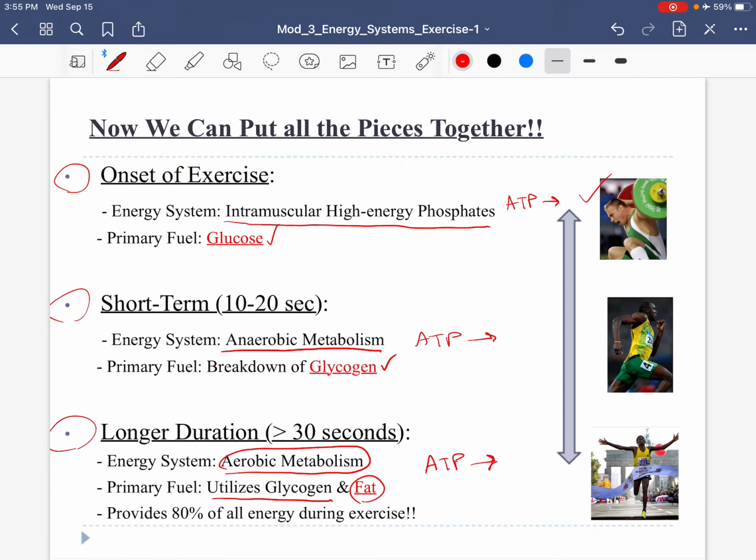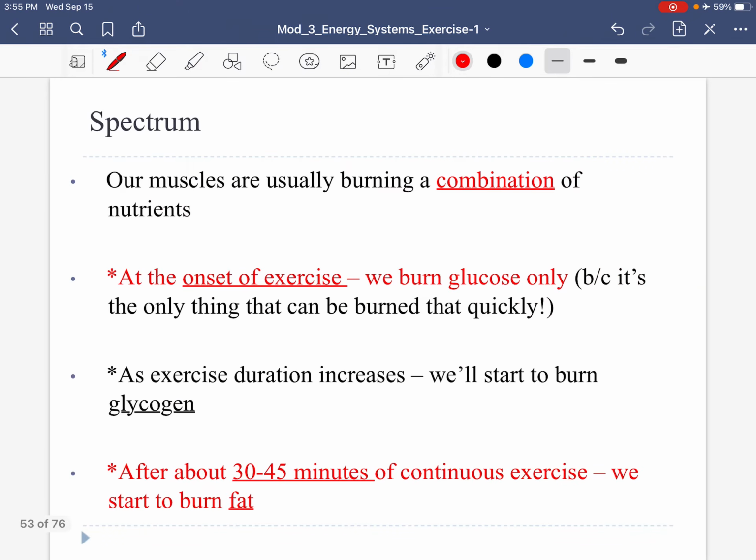And it's a spectrum, which means that we can go up and down. Really important review here, really good slide. Hope you're listening. I've already said this, I'm just making a point of it. We're usually burning a combination.